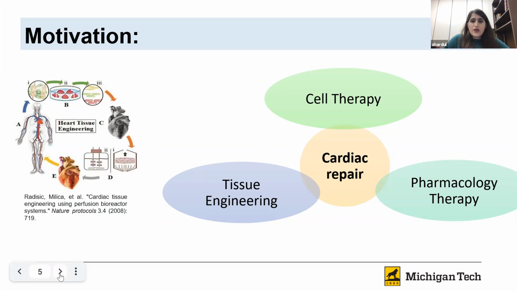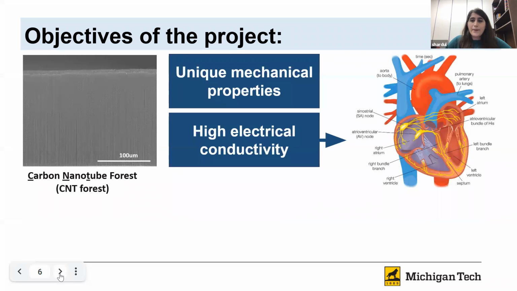There are different treatments for cardiac repair other than surgery. As you can see, pharmacology, which uses medicine, cell therapy, the injection of cells, and tissue engineering, which is the combination of cells, biomaterials, and engineering principles. Cell therapy and tissue engineering both have the purpose of developing mature cells. So today I will focus on tissue engineering, using a scaffold and biomaterial to produce mature cells.